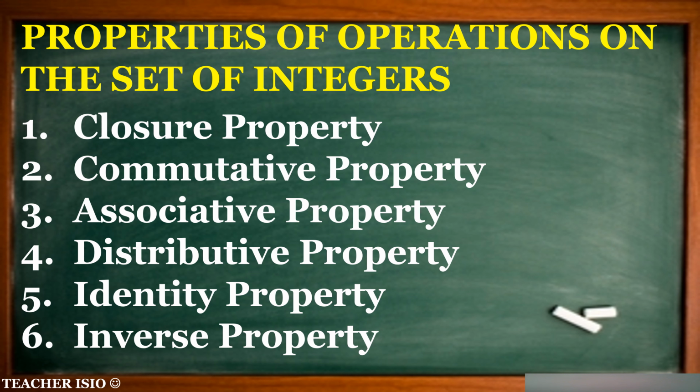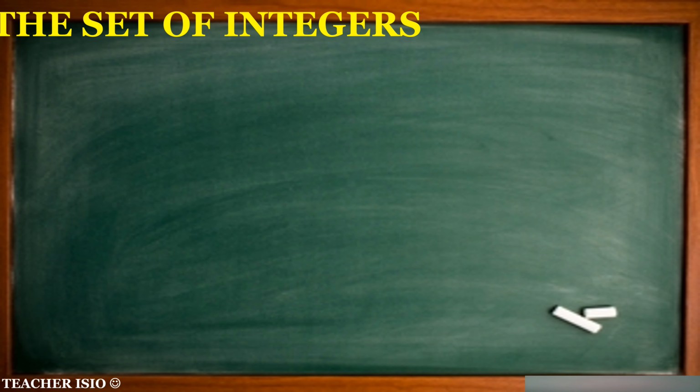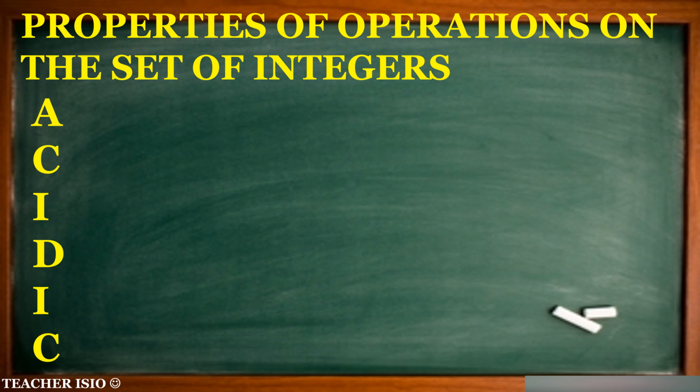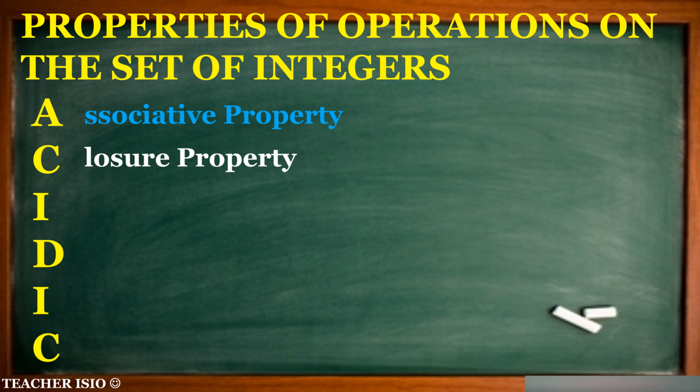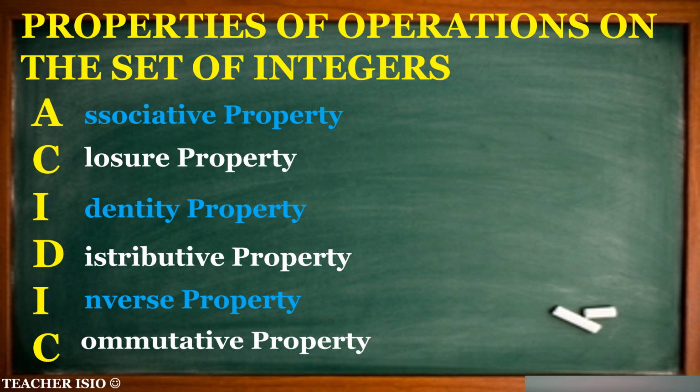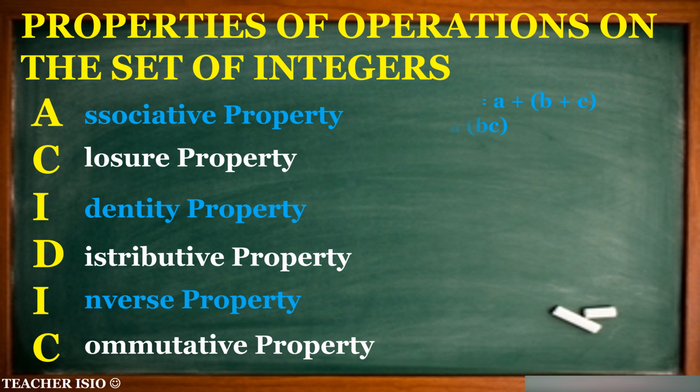Para mas madali nating maalala ito, magkaroon tayo ng acronyms sa properties. So now, let's have the word associative. A stands for associative property. C stands for closure property. I stands for identity property. D stands for distributive property. I stands for inverse property. And C stands for commutative property.